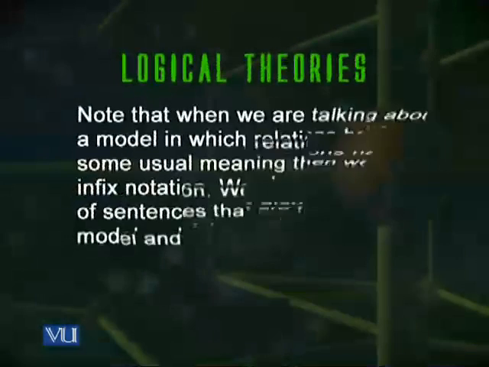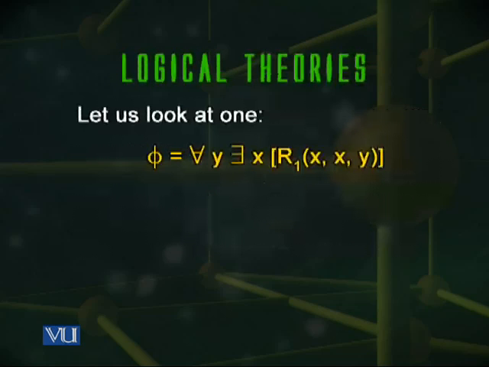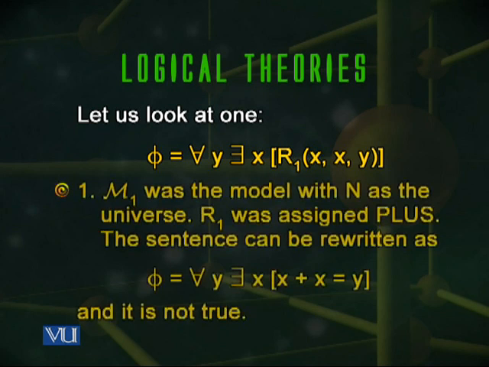Let's look at a few examples. Note that when we are talking about a model in which the relations have some usual meaning, then we can shift to infix notation. We also saw examples of sentences that are true in one model and false in another model. Let's review one of them. Phi is the sentence, for all y there exists an x, R1 of x, x, y. So this is a sentence. Now we look at the model M1. This is the model where the universe is the set of all natural numbers and R1 is assigned the meaning of plus. Since we can add natural numbers, we can assign this relation R1 the meaning of plus.